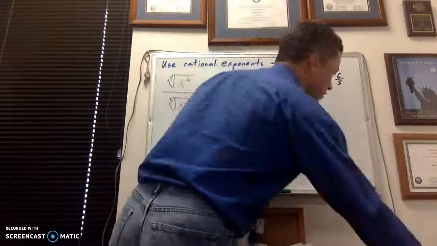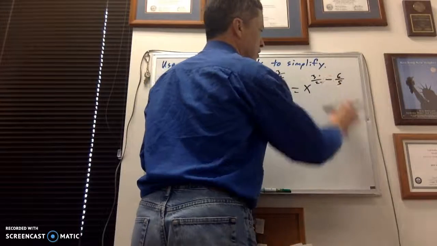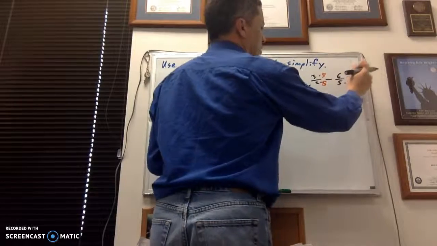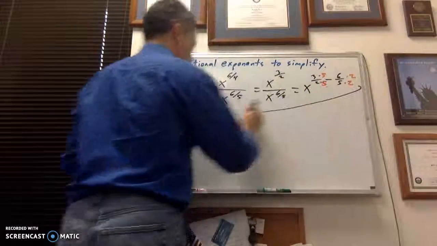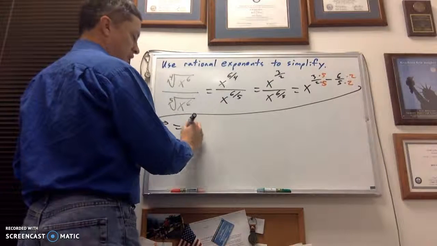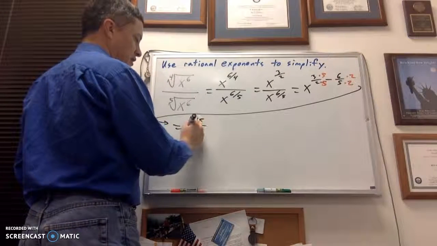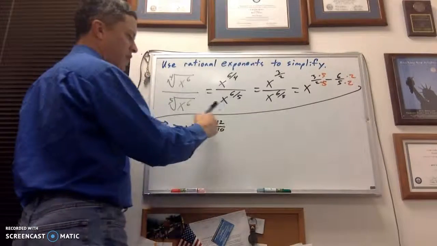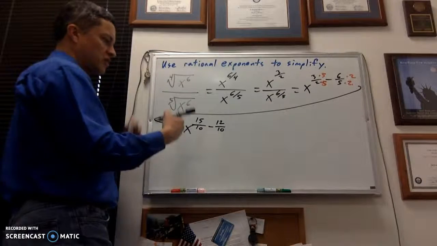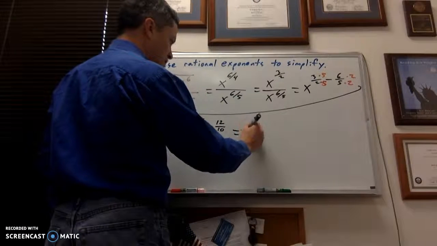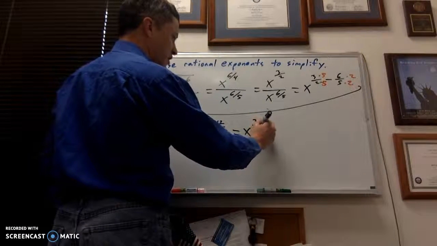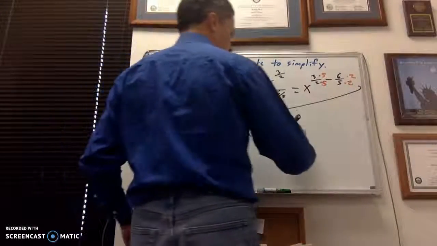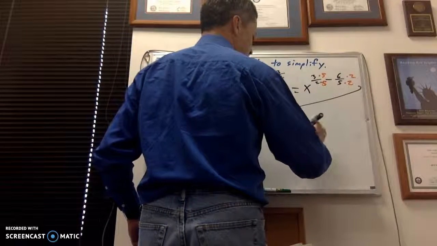So I'm going to multiply top and bottom here by a 10. Excuse me, not a 10, a 5 for the first fraction. The second fraction, I'll multiply top and bottom by a 2. And that'll put us at x to the 15 over 10 minus 12 over 10. So I guess I had it right. 15 is bigger than 12, so it's going to come out positive. So this is x to the 3 over 10. Now it started as a radical, so I'm going to finish it as a radical. So we're looking at the 10th root of x cubed.